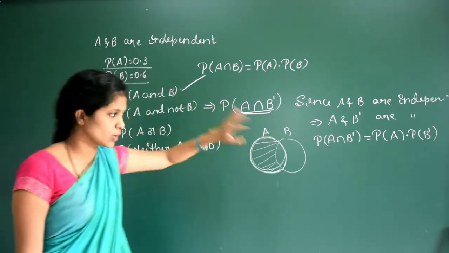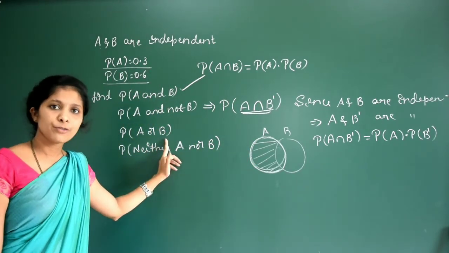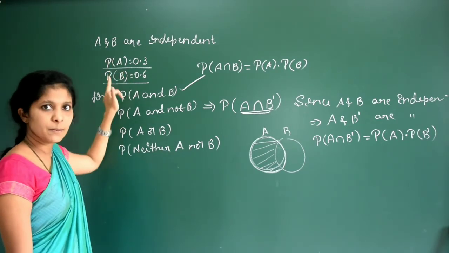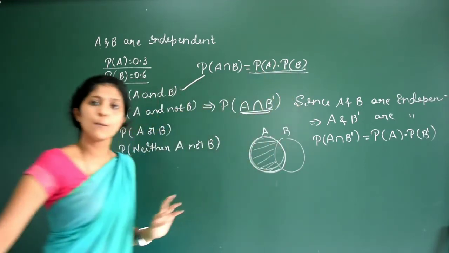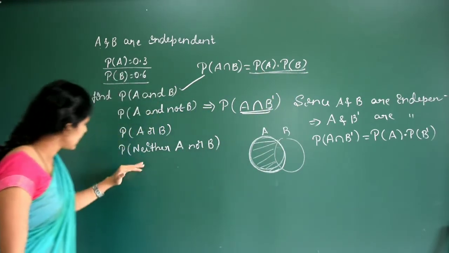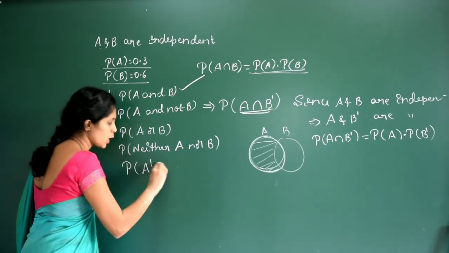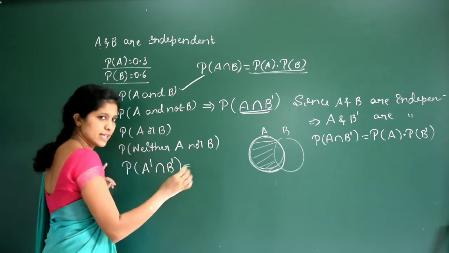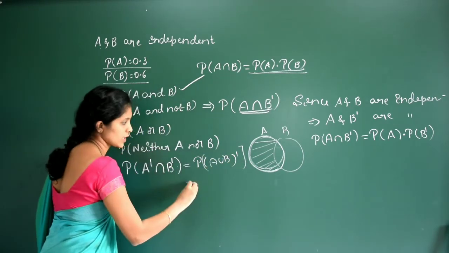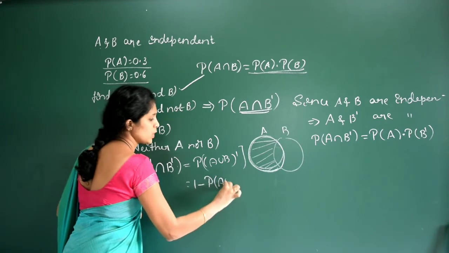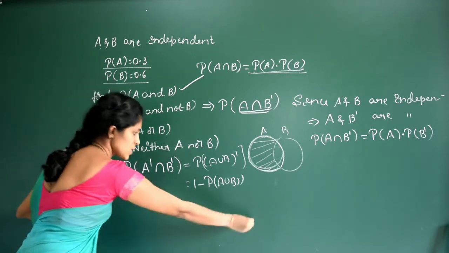Either you can go with this, or else you can go with this method, any method. P of A or B will be P of A union B. Anyway, P of A plus P of B minus P of A intersection B. For the last one, neither A nor B means P of A dash intersection B dash. So you can write this as P of A union B whole dash, right? This also can be written as 1 minus P of A union B. Anyway, you have the value of P of A union B here. Just substitute and subtract, so that you will get the answer.